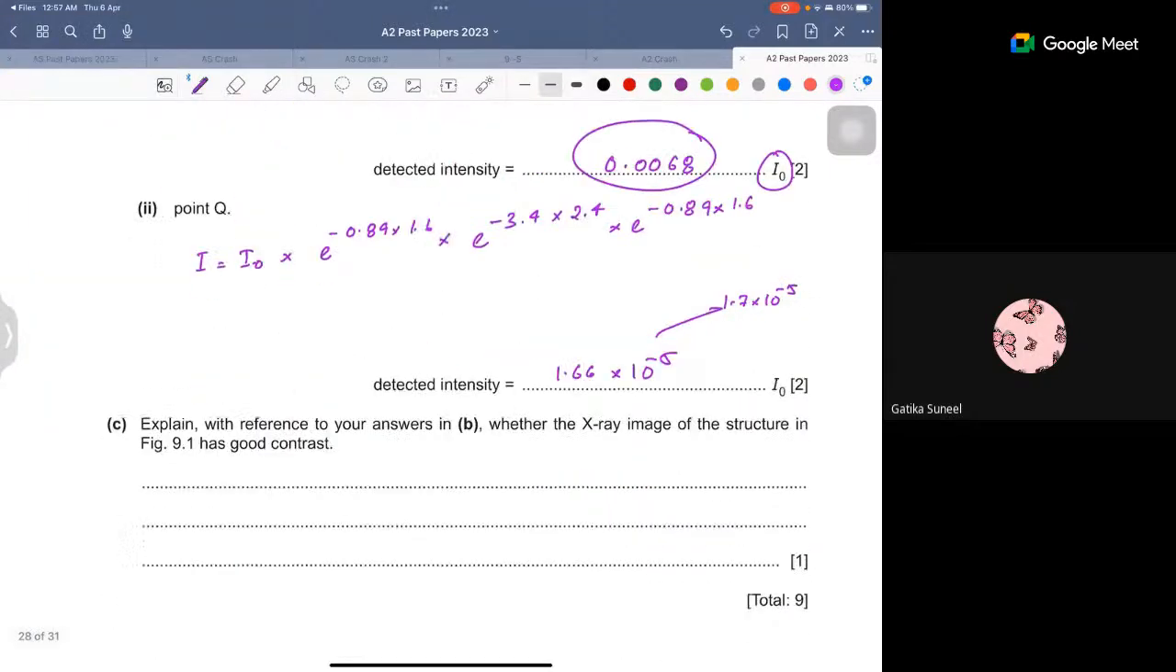Anyway, it says for reference to your answer whether the X-ray image in the structure has good contrast. Yes, it is, because the intensity of Q is much smaller than the intensity of P. So good contrast. All right, is that clear? Contrast depends on how much absorption has taken place.